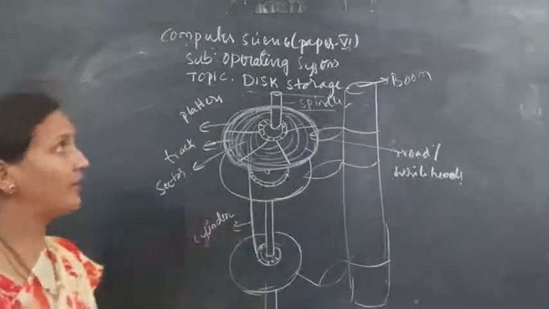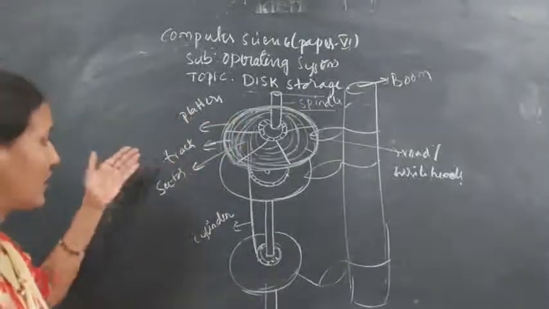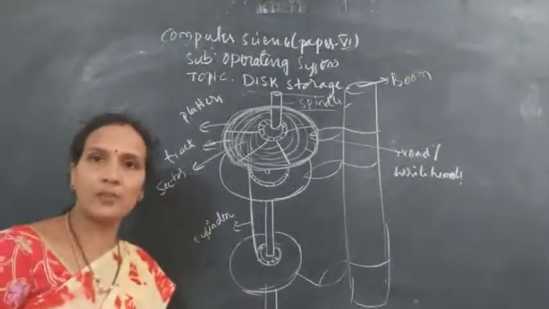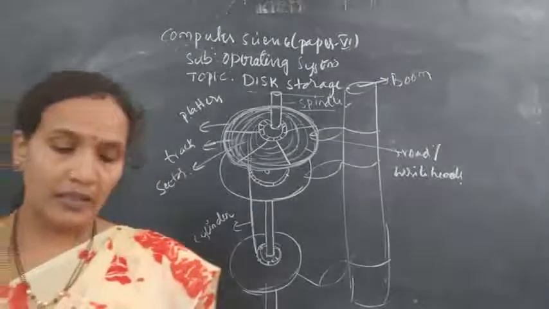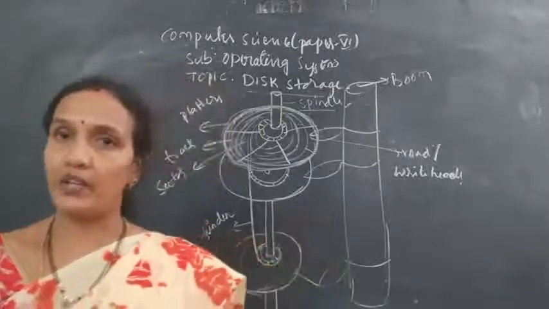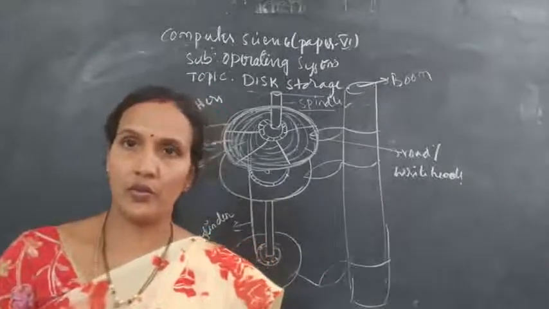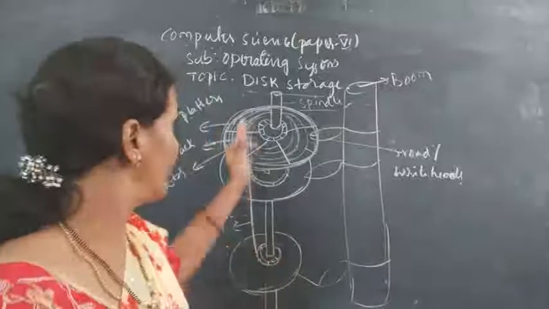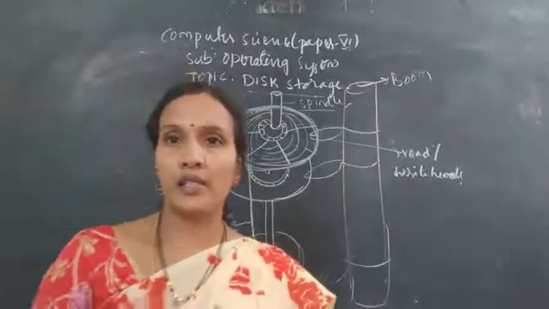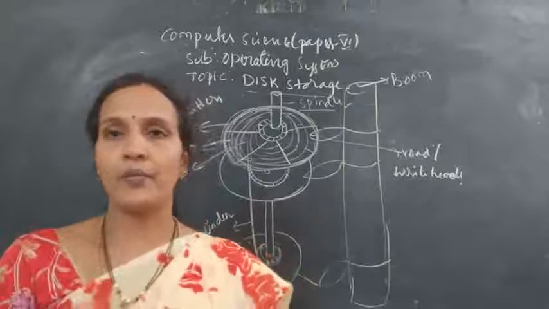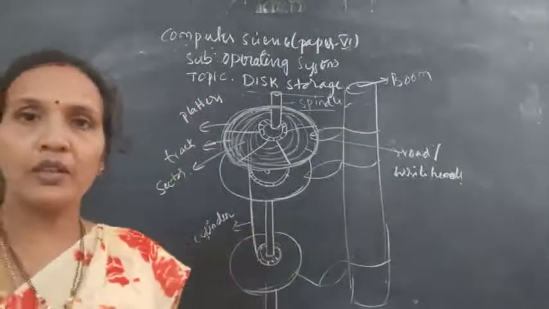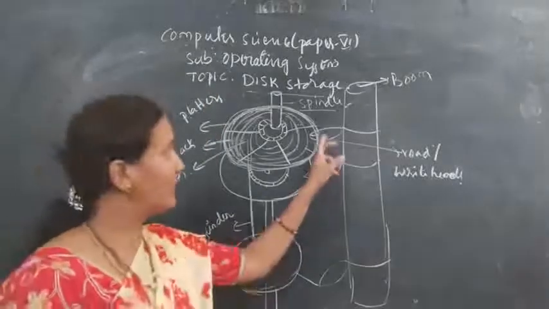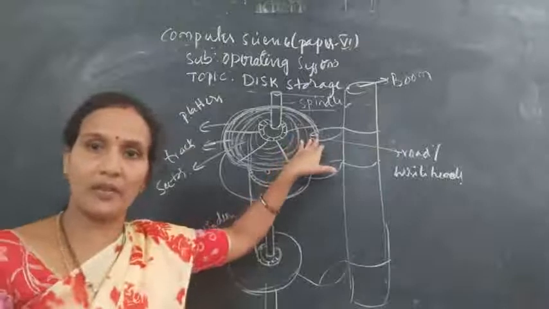Read and write head, boom, spindle, platters, track, sector, cylinder, and rotation. Actually, this is used to rotate the spindle. Now here, each and every platter is identified with the platter number, and it starts from 0, top to bottom. Similarly, track and sector are also identified with the cylinder number and the track number. Clear? Now here, whenever the user wants to read any content, the read and write head is placed on the surface of the platter.